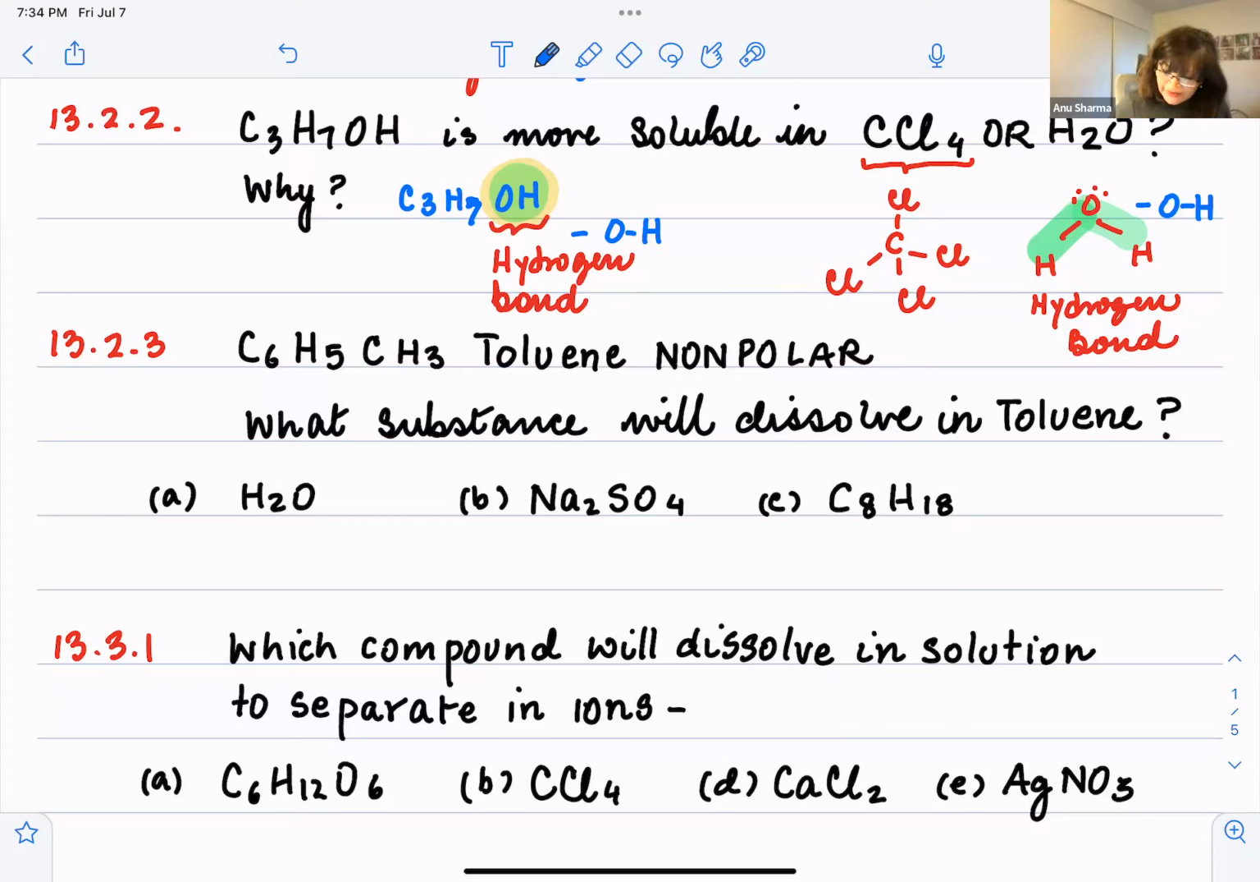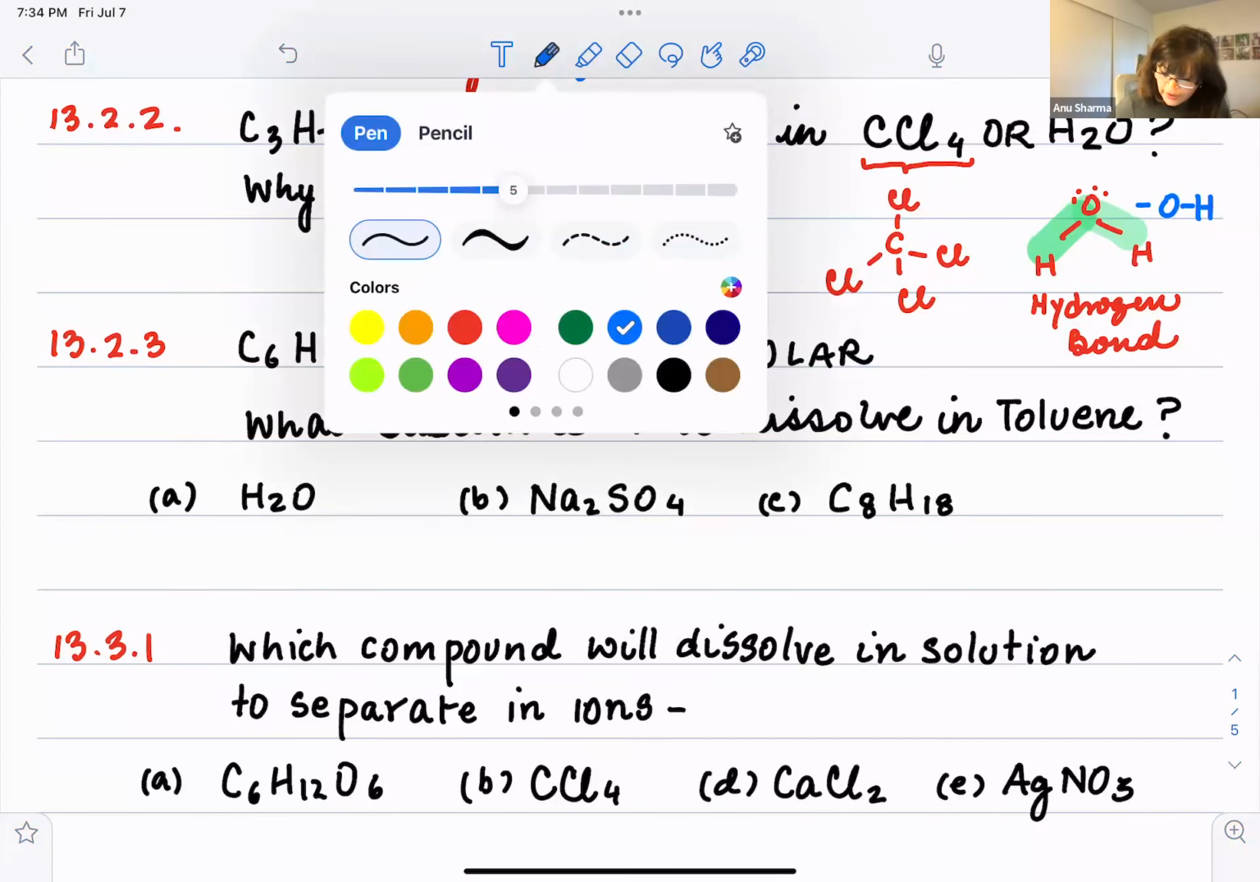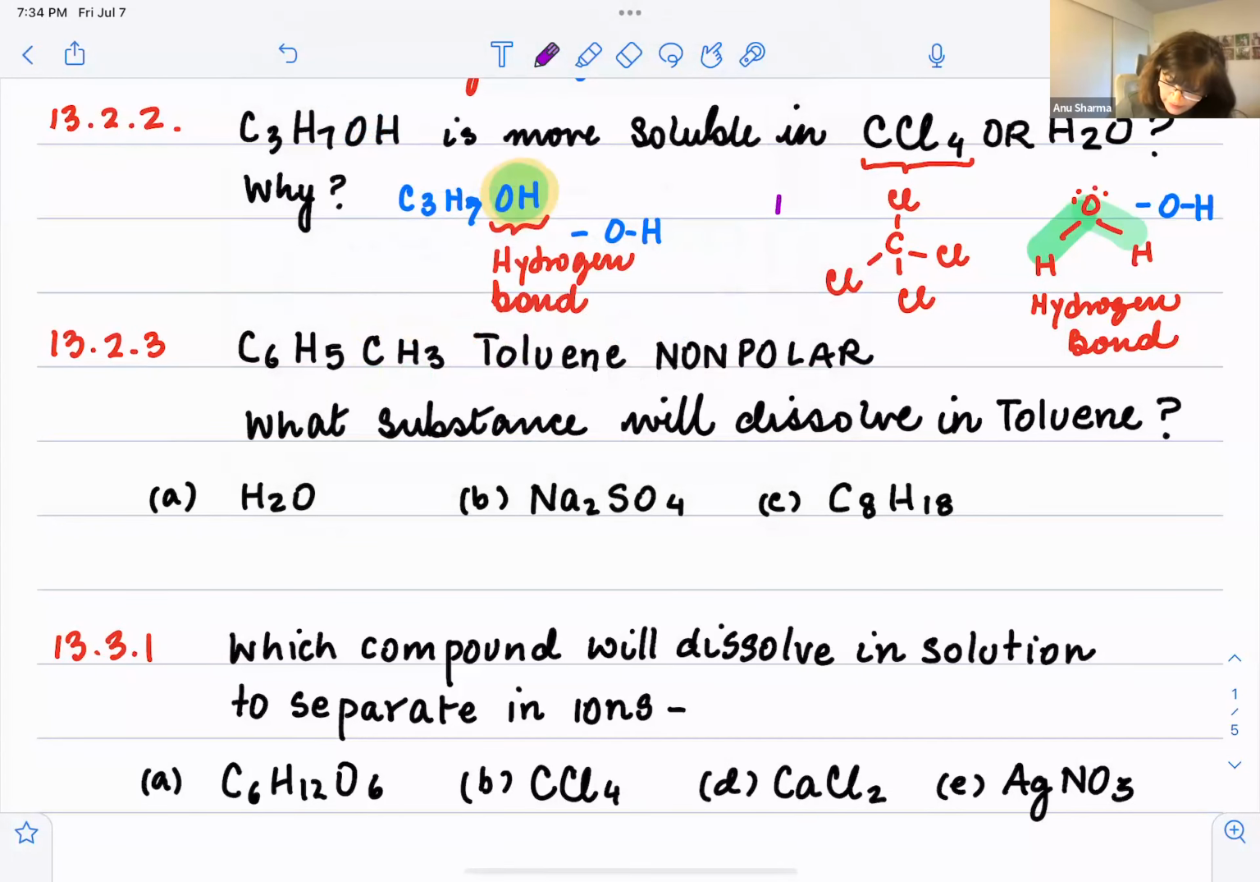And the next thing is, what about the CCl4? This one is non-polar. Even though it has 4 very polar chlorines, there is an equal pull from all 4 sides. Therefore, this becomes a non-polar molecule. No hydrogen bonding is present. That's one piece. The next thing is that this is polar, so polar and polar will always mix because of this OH group. The polarity is going to be towards the OH side.